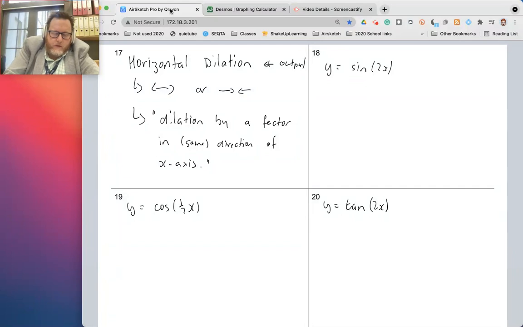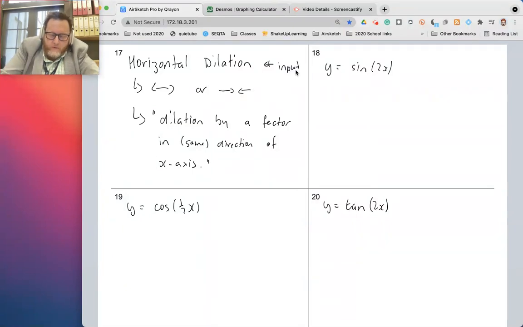Okay, let's have a look at horizontal dilation. This has an interesting effect too. You can see from our usual understanding of horizontal dilation, there is a horizontal stretch or a horizontal compression. Okay, it gets squishier or it gets extended. And we would say this is a dilation by a factor in the same direction of the x-axis. Okay, so it stretches that way. So you can see that this is an input. Sorry, I wrote output there, but I meant input. This is an input effect.